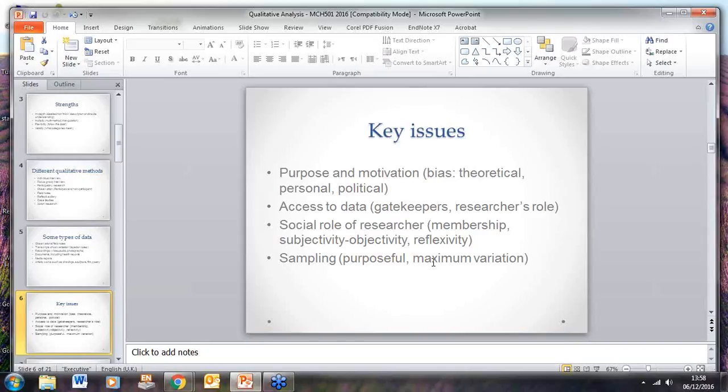Remember when we were talking about qualitative research back in October, I think it was, we talked about where we were epistemologically, so what our view of knowledge was and how we were going to react to the information that we were collecting. And that's where we've got to think about reflexivity and the subjective-objective relationship that we have with the information that we're collecting.